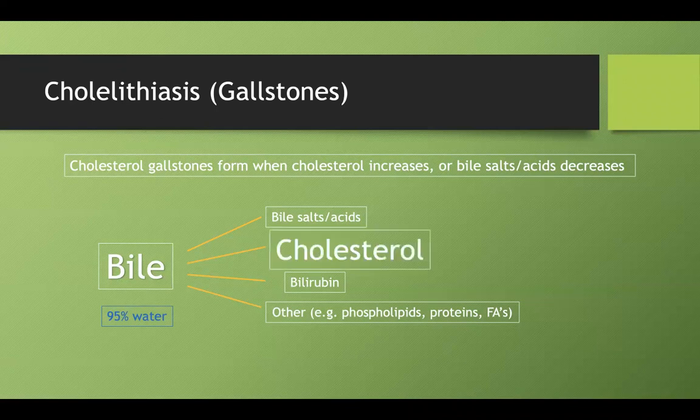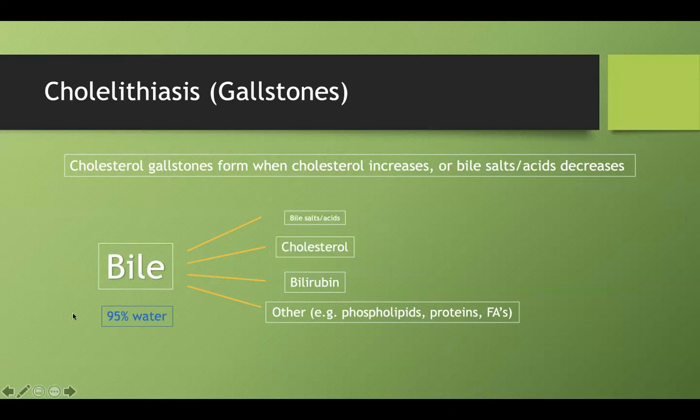So in the case of cholesterol gallstones, those can form in 2 different ways. You can either get a ton of cholesterol in your bile, which will supersaturate your bile and predispose you to cholesterol gallstones, or you can have it where your bile salts or acids decrease. Technically, if your water decreases, that can also, so like if you're really dehydrated, you're at risk for both cholesterol and bilirubin stones. But just for this example, this is fine. Either high cholesterol or low bile salts will cause cholesterol gallstones.